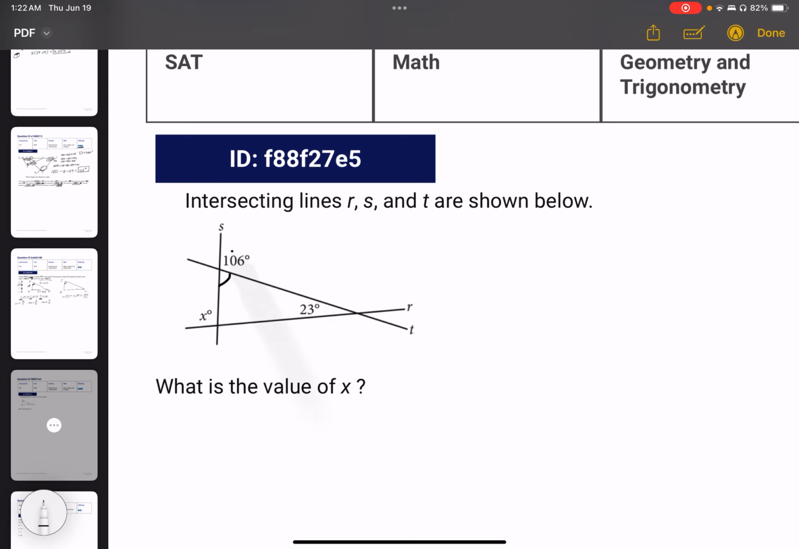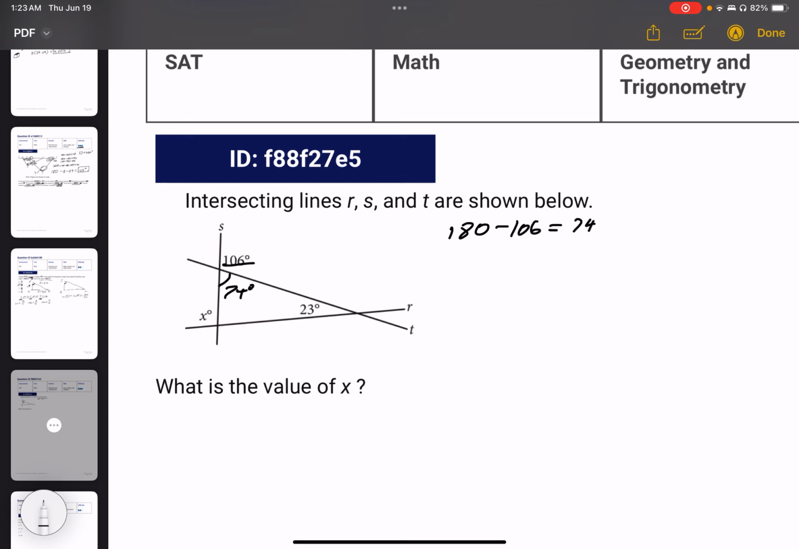So I know that this angle and this angle are supplementary. We know that supplementary angles add up to 180. So 180 minus 106 is going to give us this angle over here, which is 74. So this is 74 degrees.